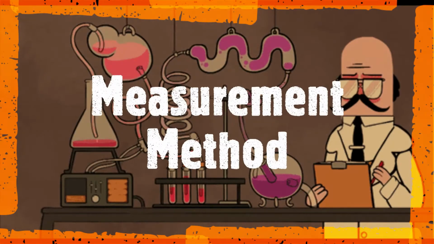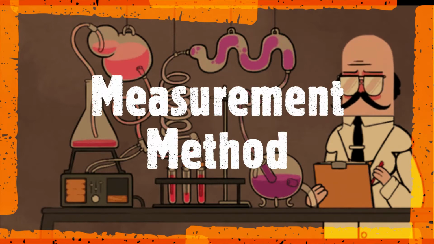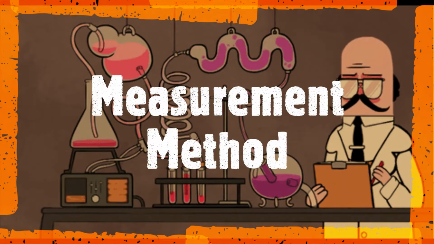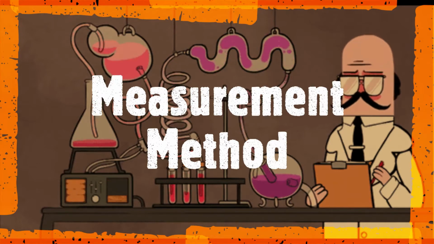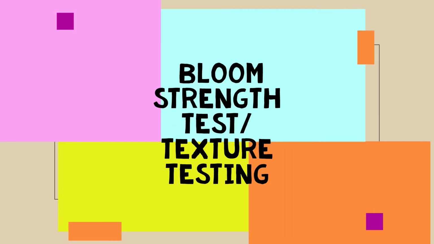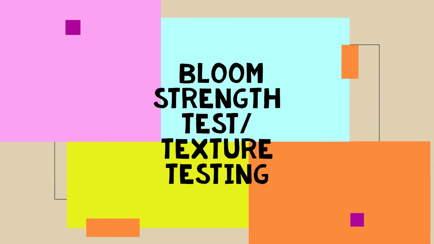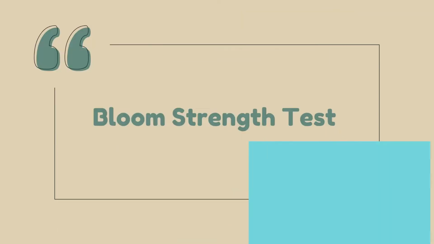Now, let's move on to our next subtopic, which is about measurement methods that can be conducted to determine the mechanical properties of the food, which in this presentation is gelatin. We would like to introduce one of the measurement methods. Firstly, we would like to talk about gelatin bloom strength or texture testing methods.